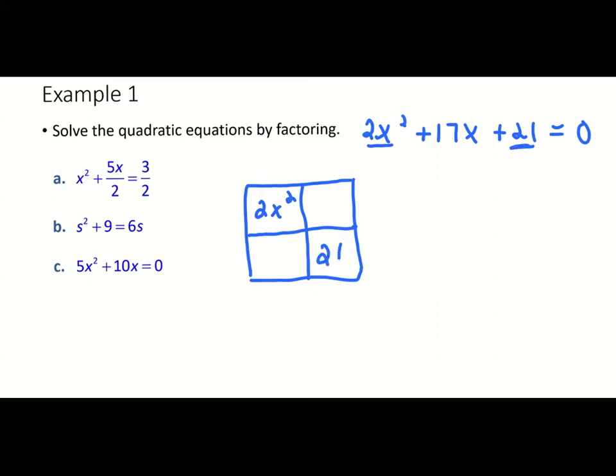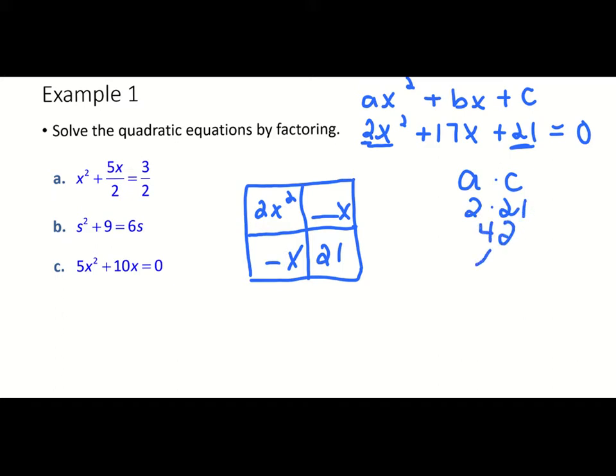And then the middle 2 boxes are going to be for your x terms, but we have to figure out what to put there. And how we figure that out is, like we did the AC method before, where we looked at C and the factors of C. Now we're going to multiply A times C. And remember, a quadratic is AX squared plus BX plus C. So we're going to multiply 2 times 21, and we get 42. And we're going to look at the factors of 42. So I know 1 and 42, 2 and 21.